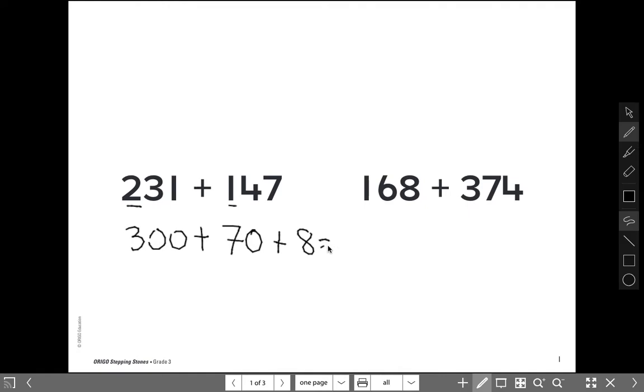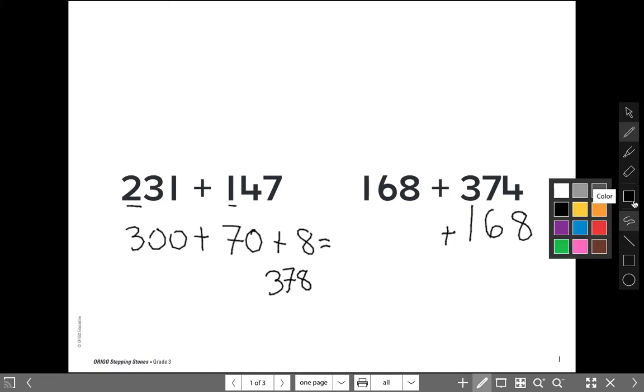Okay. I'm going to write it down here. Okay. That's the long way. We did our hundreds, tens, ones. When we stack them, guys, I'm going to just take my 168 here and put it over here. Okay, so I've got 168.